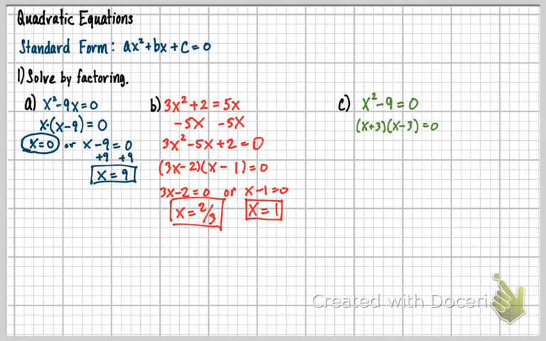Now again, I'm just going to go back to the 0 property again. So that means x plus 3 equals 0, or x minus 3 equals 0. And then when I solve these for x, this one's going to give me x equals negative 3. Okay, and this one here is going to give me x equals positive 3. So there's my two answers for this one. So now we just kind of seen 3 different types by solving by factoring.